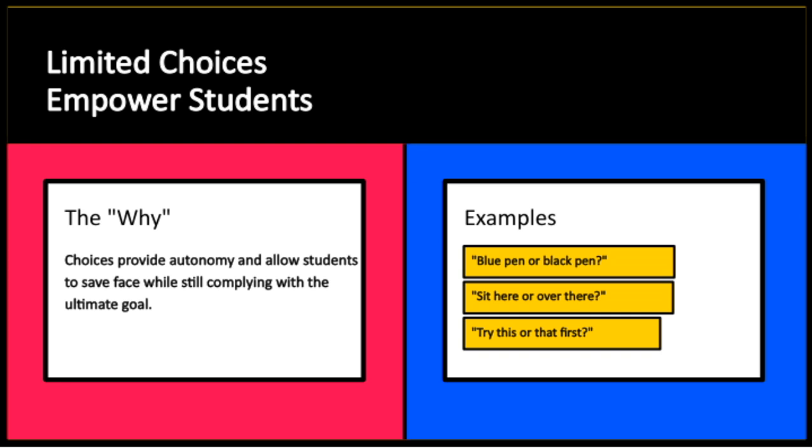Plus, offering limited choices helps students save face, especially if they're unsure or hesitant. It's a way to guide behavior without making them feel pressured or judged. Now, why do we focus on choices? Because they empower students. They give them a sense of ownership over their learning process. And when students feel empowered, they're more motivated and more likely to comply with what we want them to do, without resistance. So, incorporating small, meaningful choices aligns with our overall goal, fostering autonomy while still guiding students effectively.